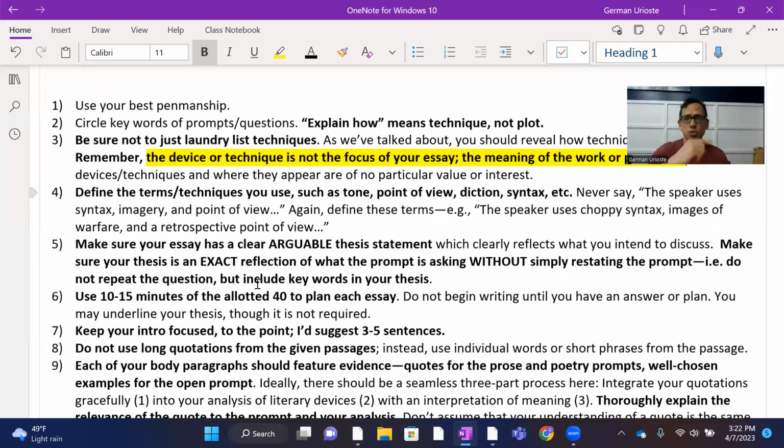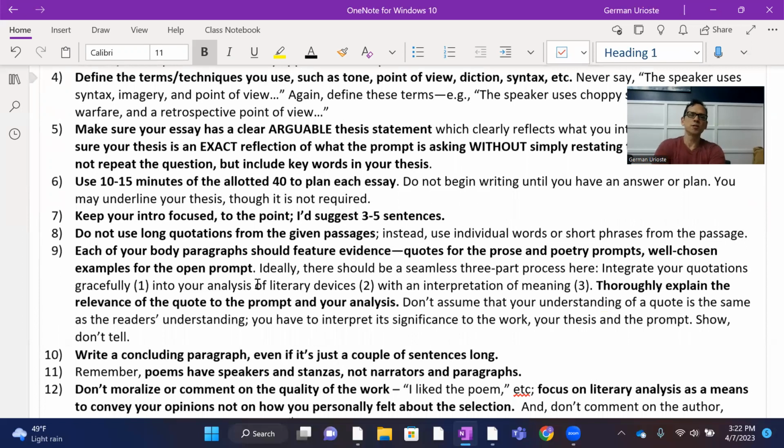It's important, number 6, to plan. You want to spend 10 minutes up to 15. And remember, you are your own timer. No one's going to be giving you time checks, right? Use 10 or 15 of the allotted 40 minutes to plan each essay. Don't begin writing until you have a plan, right? So for the poetry or prose prompts, read through the passages a couple of times, keeping the prompt in mind, circling things, hammer out a quick plan, and then you go, right?